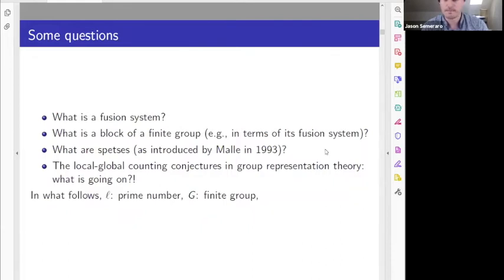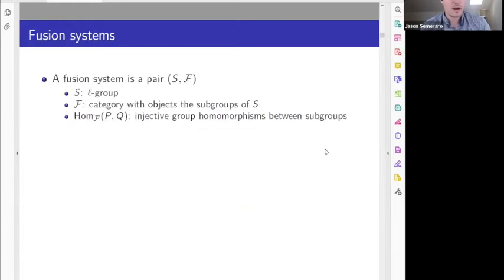Ellen did a great job at introducing fusion systems for us yesterday. She gave a very detailed description of what a fusion system is, but I'm going to omit some of the precise details, since Ellen did such a good job when she spoke. So for me, a fusion system is just a pair. S is a finite L-group, or maybe not even a finite L-group, just an L-group. And F is a category whose objects are the subgroups of this L-group S.